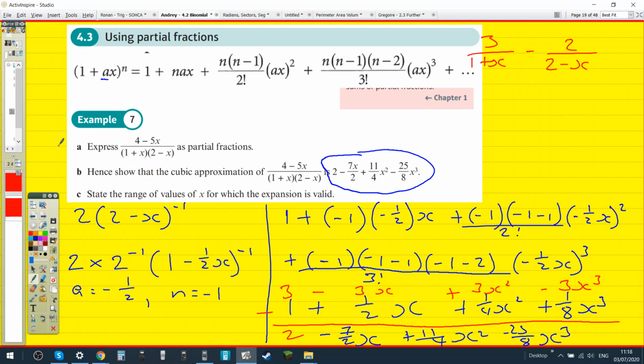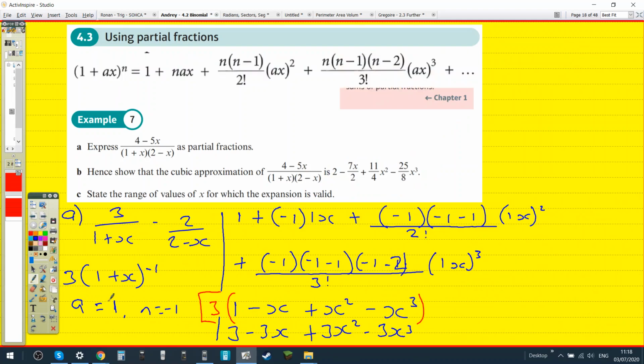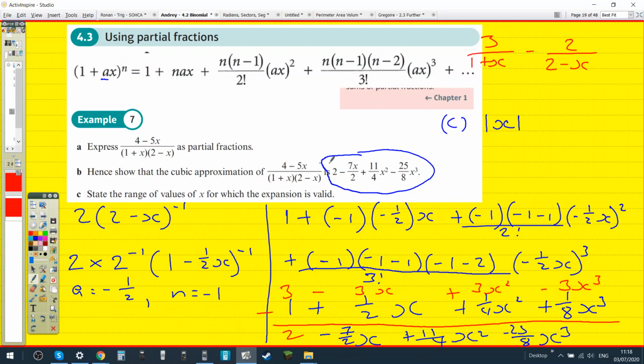Okay, and then part C. Is this where you have to do like magnitude of x is smaller than something? Yeah. So will it here be magnitude of x? Does it matter? Is it like whichever one is the smaller of the a's? Yeah. And I forgot what the other a was. I think it was 1. Yeah, the other a was 1. So will it be the magnitude of x is smaller than a half?